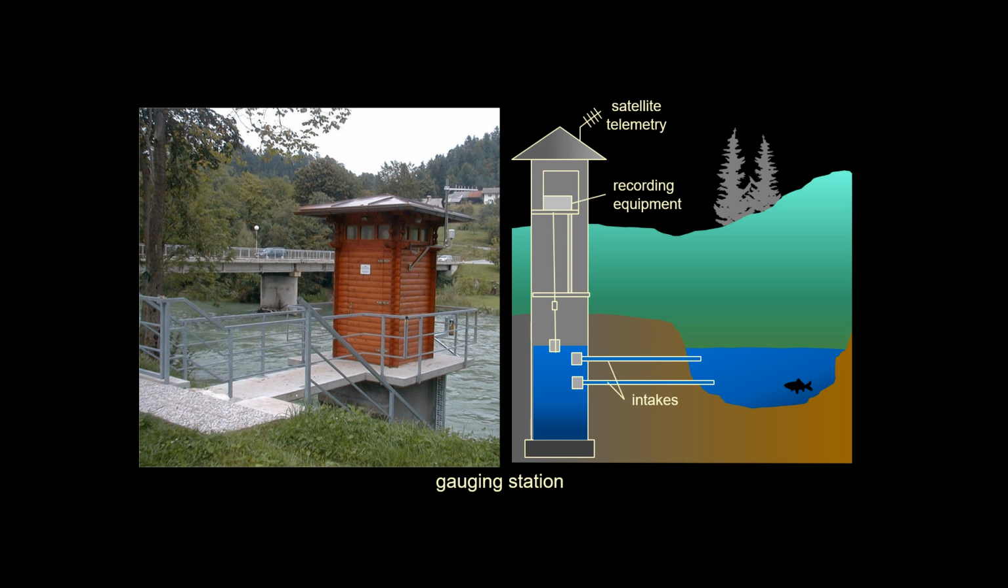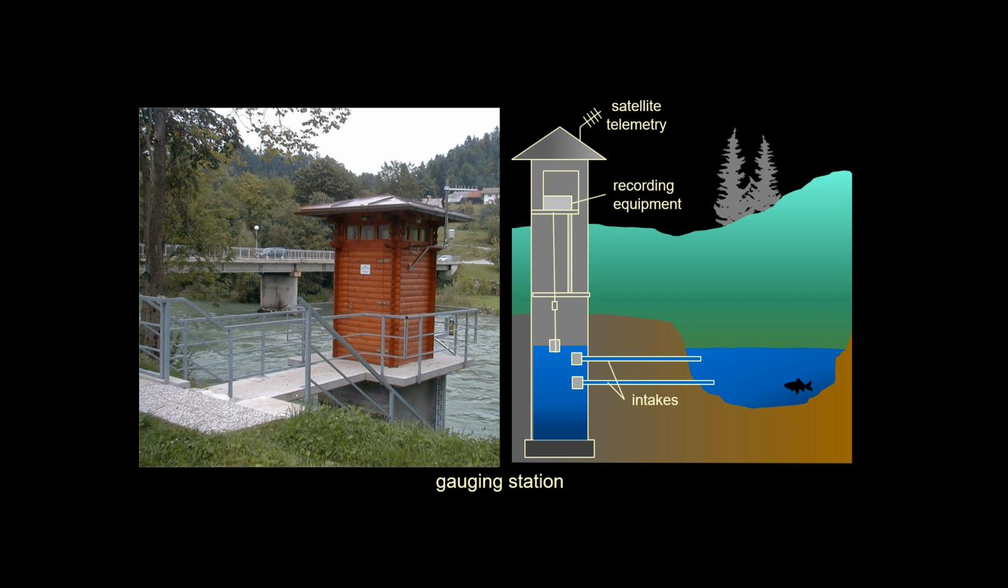Another way we can measure stream discharge in an easier way, I suppose, over a long period of time is using a gauging station. This is a gauging station. You see these along a lot of bigger rivers and streams. They have intakes that connect with the stream, or these can also be used for lakes, with floats that go up and down, and recording equipment, and then satellite telemetry that allows the data to be sent to a remote location.